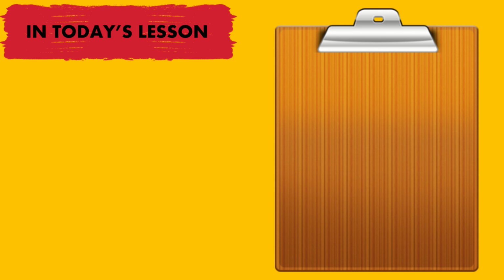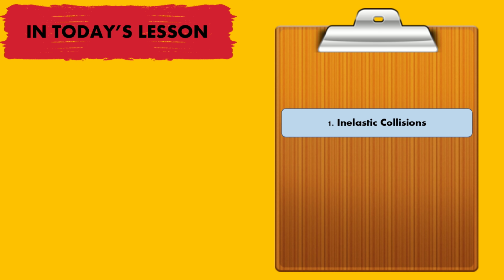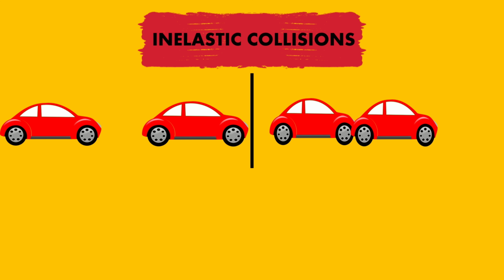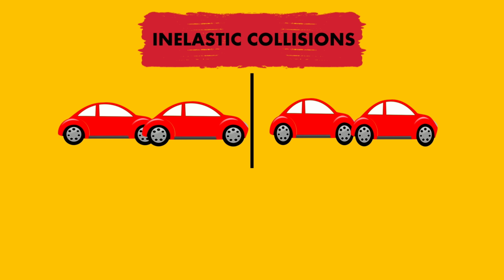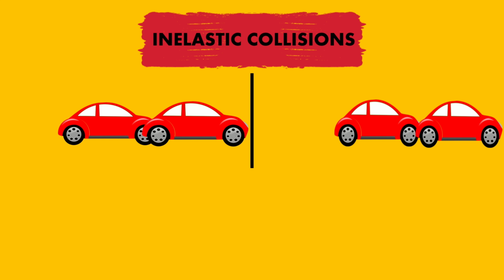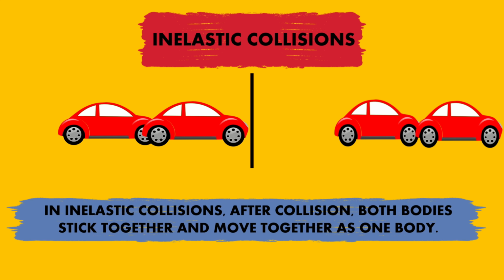In today's lesson, we are going to discuss inelastic collisions, and then we are going to work out two examples related to inelastic collisions. So, let's look at what is an inelastic collision. In an inelastic collision, we have two bodies colliding with each other, but after collision, the two bodies stick together and move as one. As a result, we treat them as one single body.